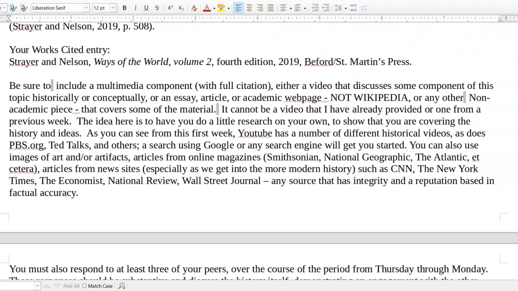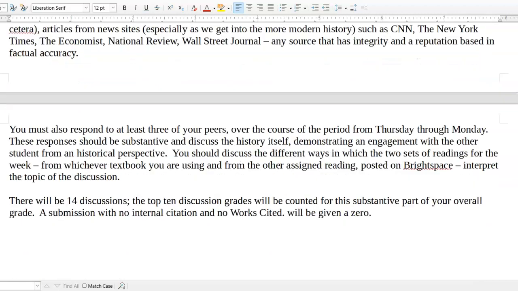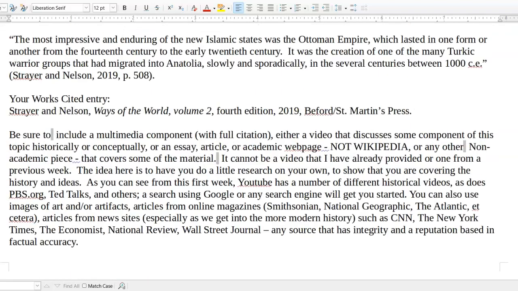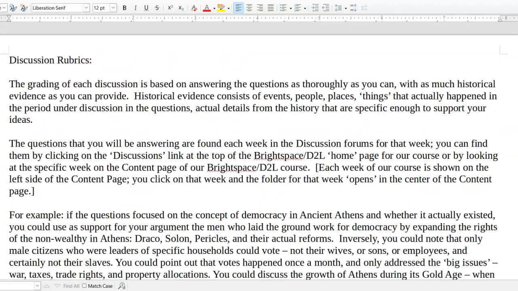And you want to have a section, a couple of sentences or a short paragraph in your discussion post explaining what your multimedia is and how it's helped you understand this topic better, what benefit it will be to me and/or to your fellow students. You do not want it to be something I have already linked. The idea here is that you're going to go out and find this thing. This is the little research you're going to use for each of the discussion posts.